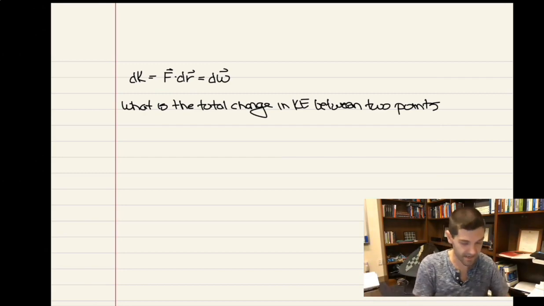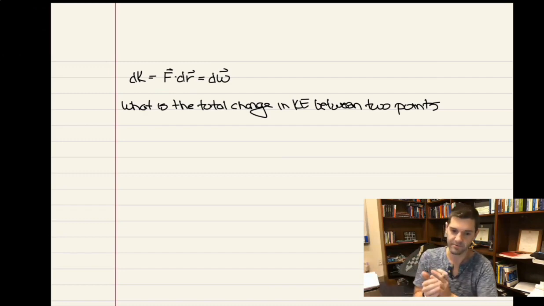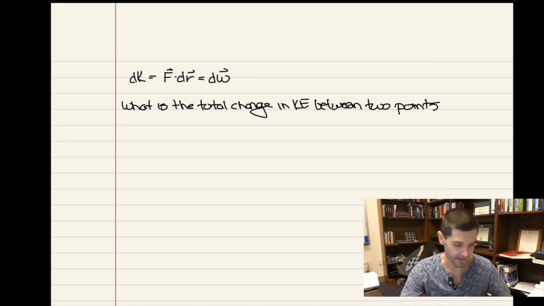Well, I have all these tiny little increments of work. I'm doing a little bit of work, each little displacement that occurs as you move across the room. So how do I add them all up? Well, that, of course, is the integral. The integral is a fancy word for add up all the things.